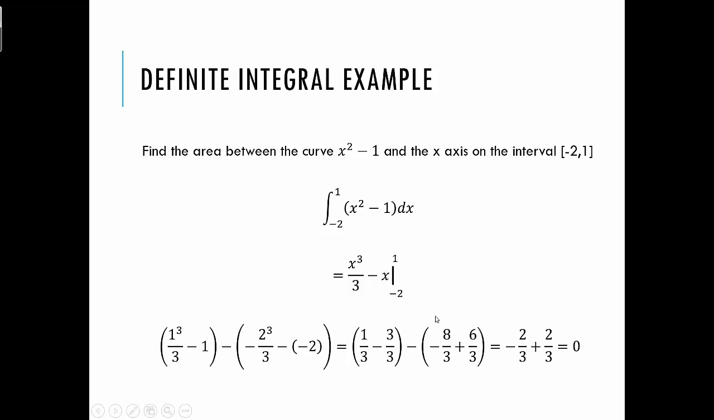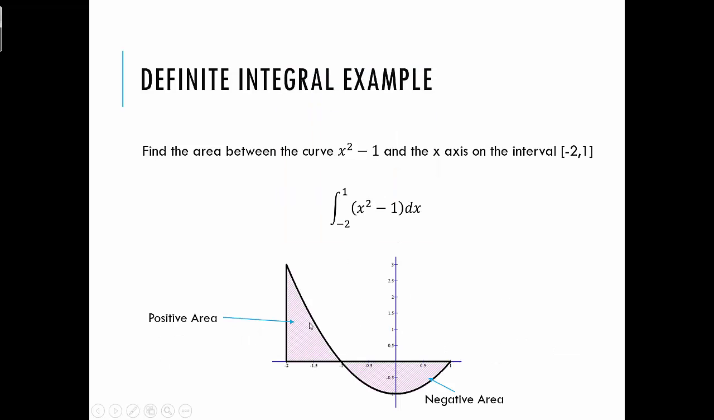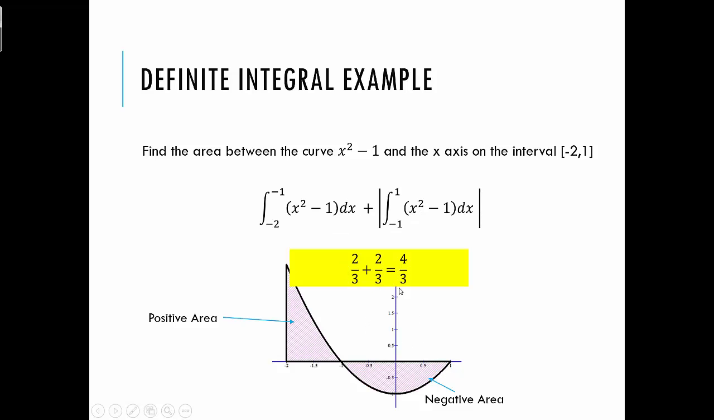If I do that and I plug in 1 for x minus, I plug -2 in for x, look what happens. My area is 0. Why would we have an area of 0? Well, if you graph it, and this is why I say you should always graph these first, you can see what's happening is there's a positive area and a negative area. In fact, they're going to be exactly the same. They're going to be that 2/3 piece.